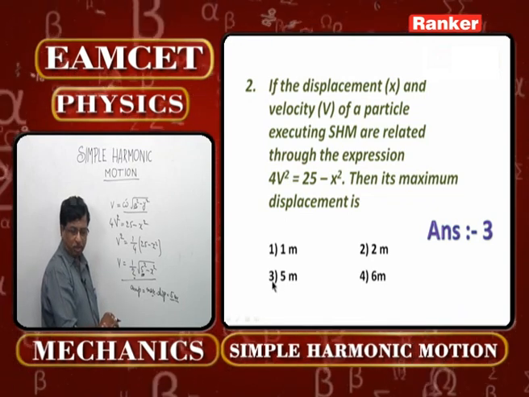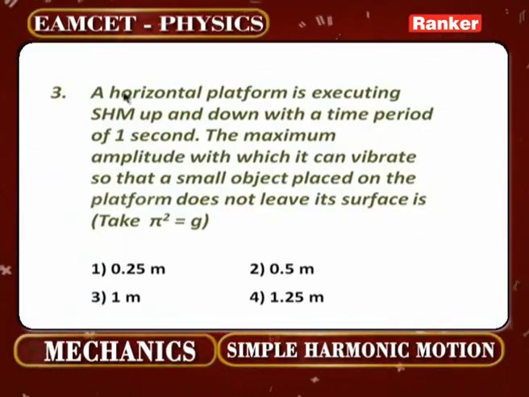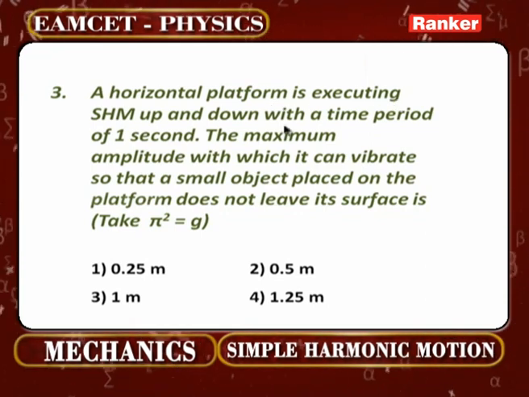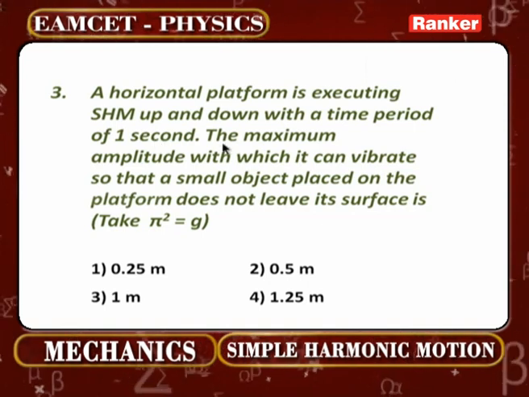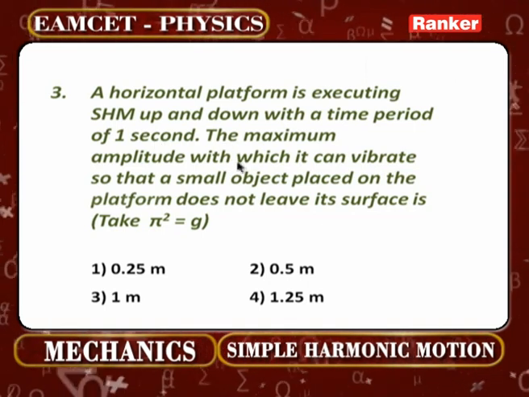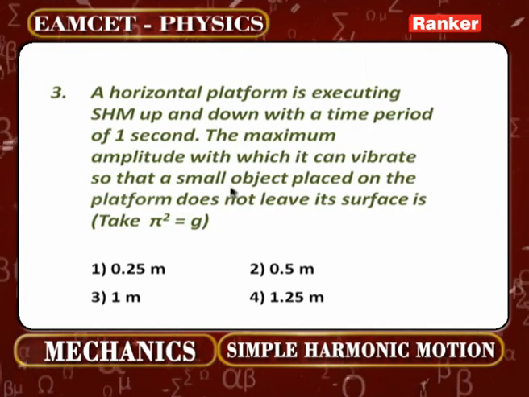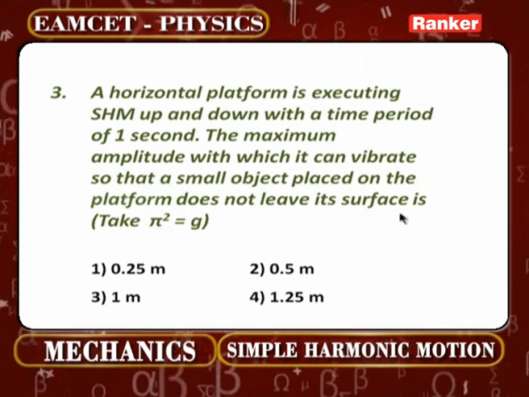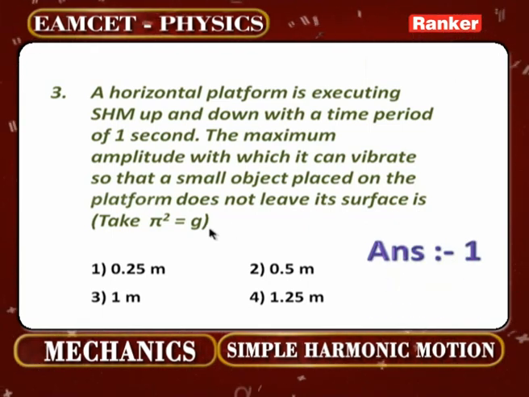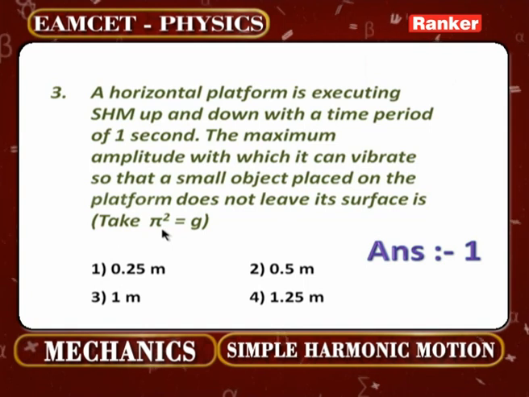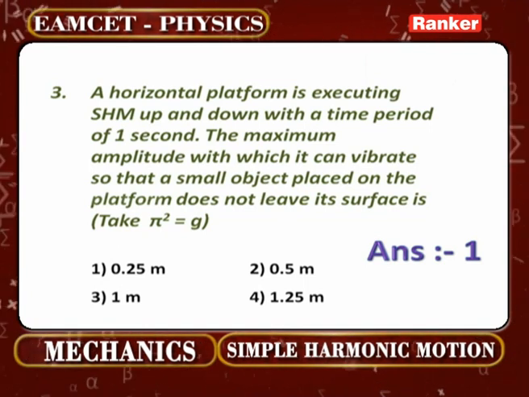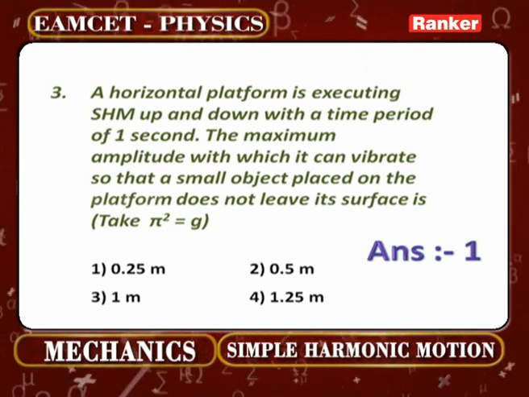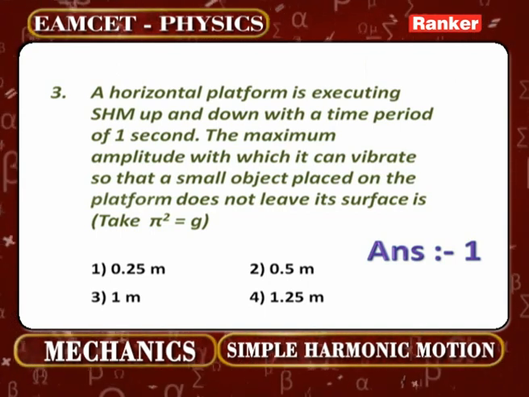Now look at the next one, that is problem number 3. A horizontal platform is executing SHM up and down with a time period of 1 second. The maximum amplitude with which it can vibrate so that a small object placed on the platform does not leave its surface is how much? Here, for simplification of the calculation, pi square is equal to g. He has given us, take pi square as g wherever you come across pi square. So that is actually the concept.